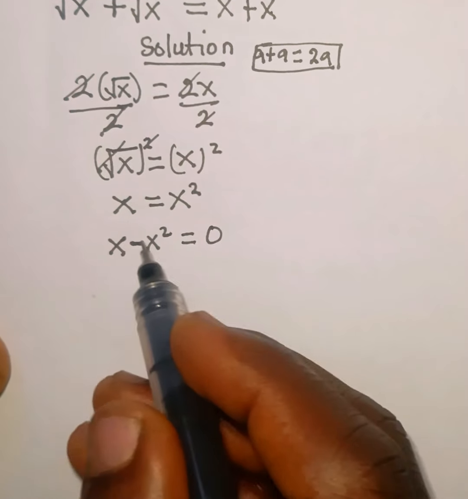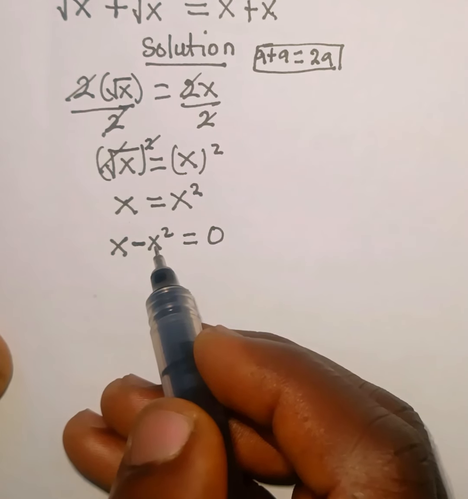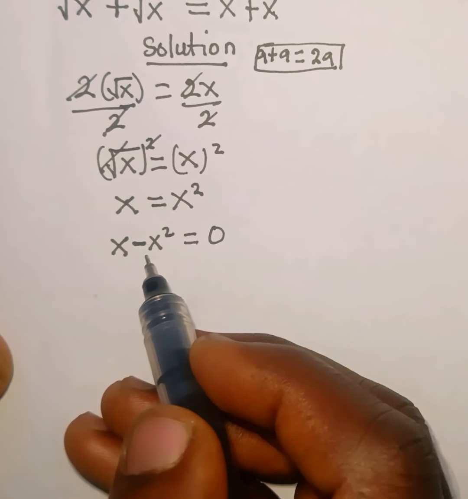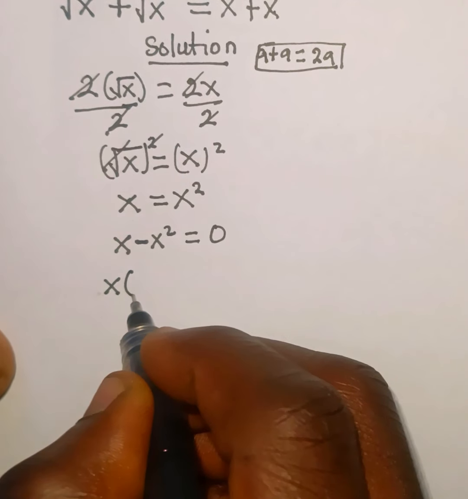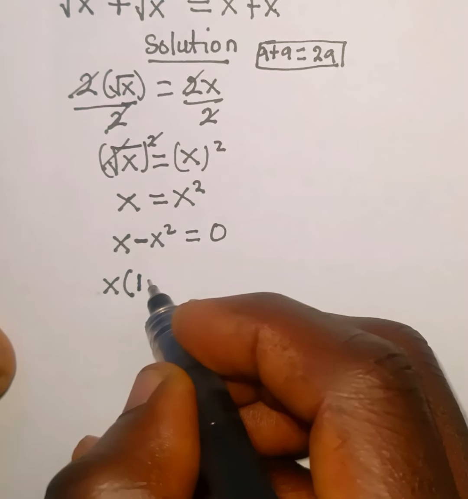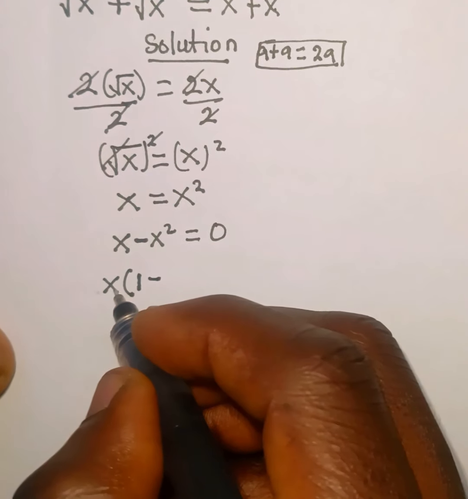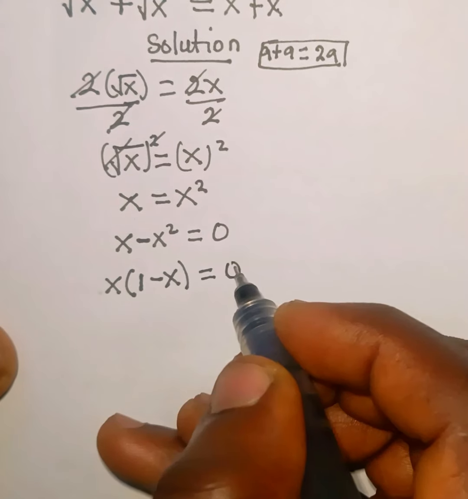Now if you look at the left hand side, x is common because we have x here and also x here. So we factor out the one that has the least power, which is x to power 1. So we factor out x, then we open bracket. x divided by x remains only 1, minus x squared divided by x remains x. So everything will be equal to 0.